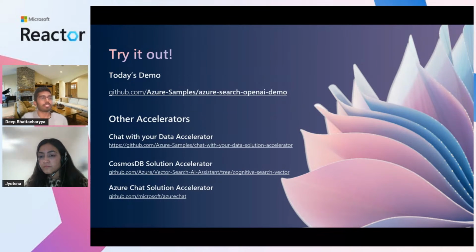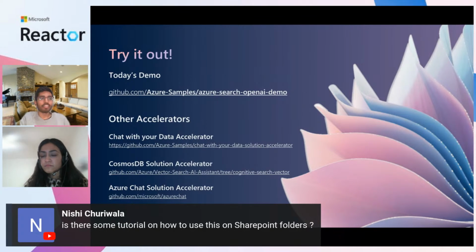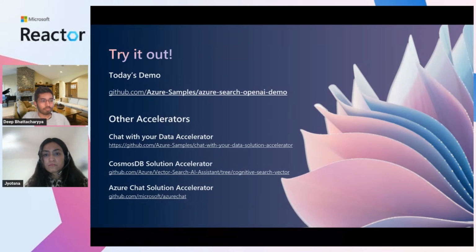Some tutorial on how to use this on SharePoint folders. SharePoint actually has a Graph API, so you can definitely use that for creating something like this, where you pass the prompt, rather than using Azure AI Search. You use SharePoint to search, and they have their own semantic search model in there. So technically, yes, you could use the SharePoint Graph API to achieve this. There's no demo that we have as far as I know, but you can have a look for any community contributed demos.